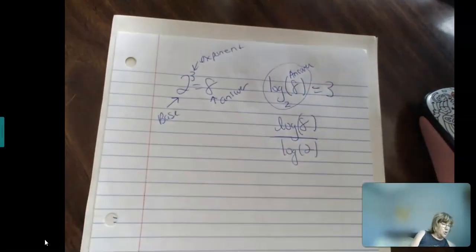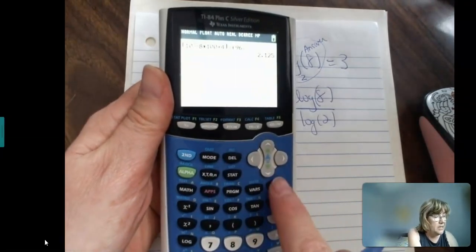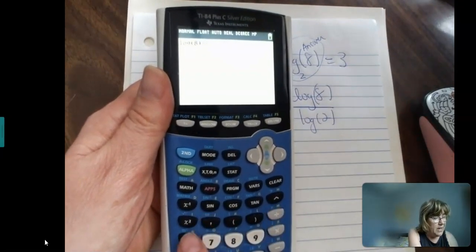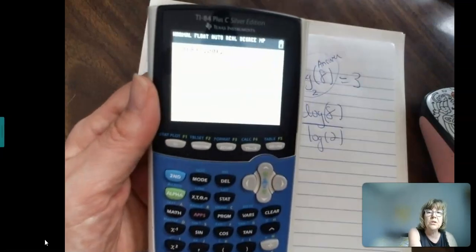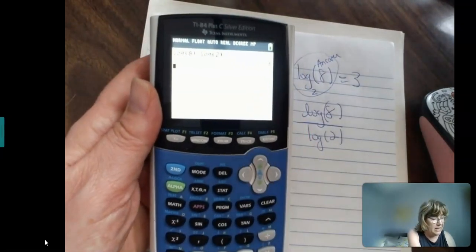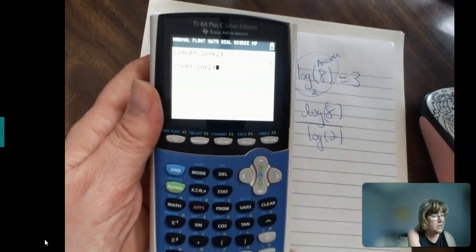So if I grab a TI here and clear my calculator, and go log of 8 divided by log of 2, enter, it gives me the 3. And you can do ln too, natural log of 8 over natural log of 2, but stick with the same log. You can't switch gears.